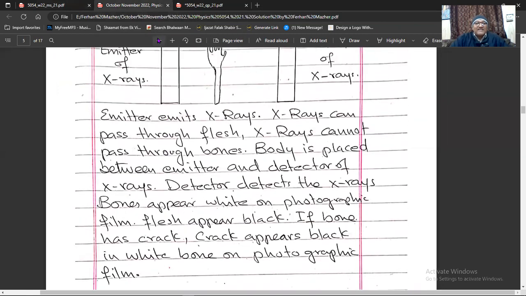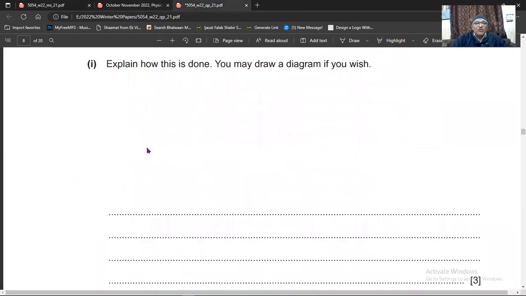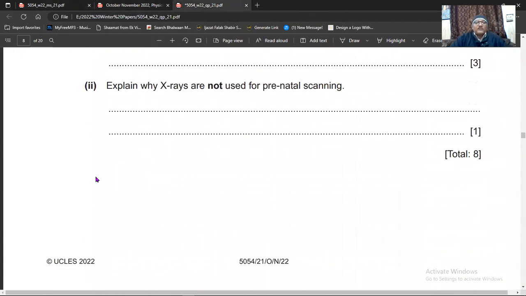So this is the answer in front of you. Okay, this is question number 4C, second part: explain why X-rays are not used for prenatal scanning.